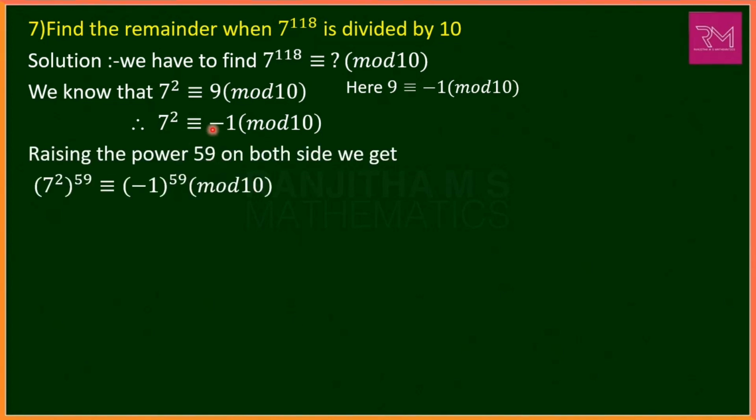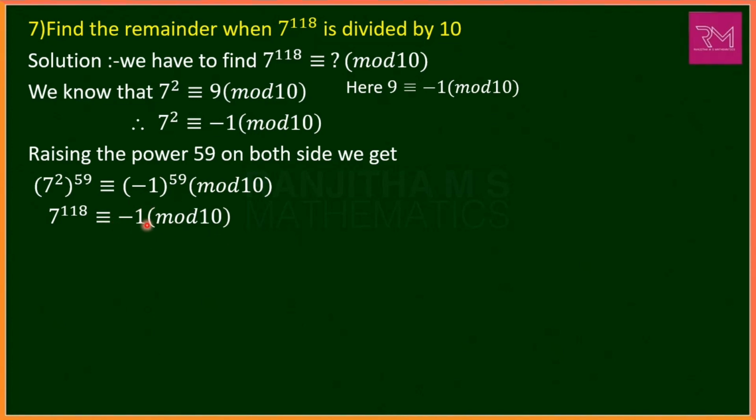Here we raise the power of 59 on both sides, since 2 into 59 is 118. We get 7 square into 59 is congruent to minus 1 power 59 modulo 10. On the left hand side we have 7 power 2 into 59, which is 118, which is congruent to minus 1 mod 10, because here we have an odd power, so the result is negative.